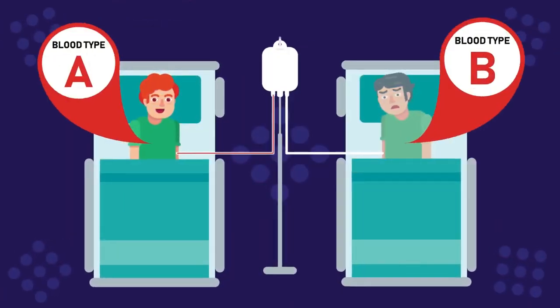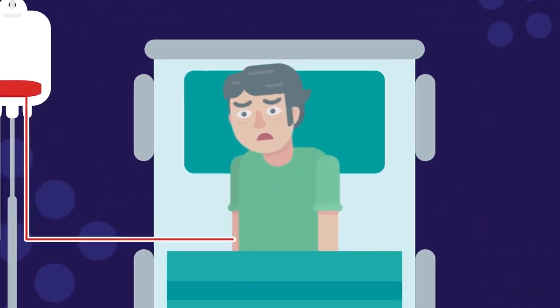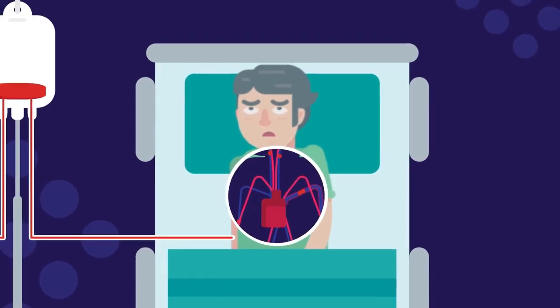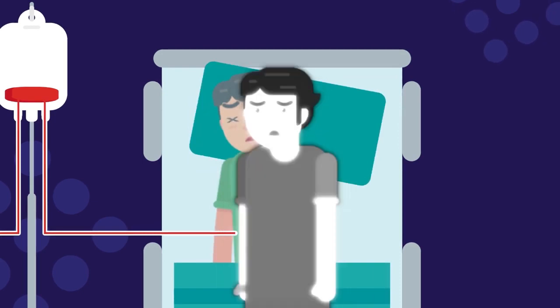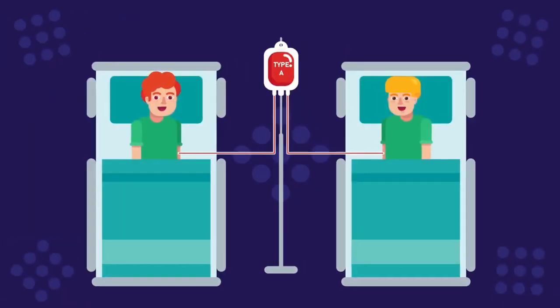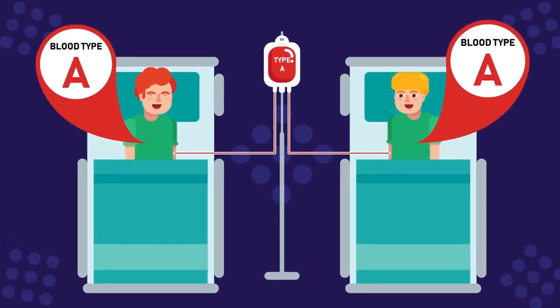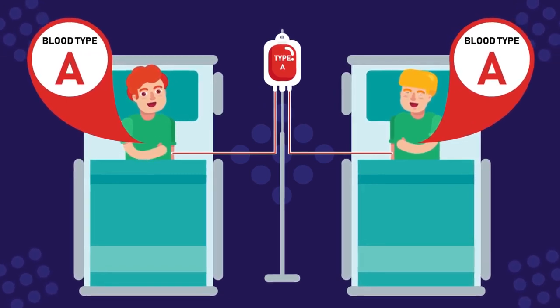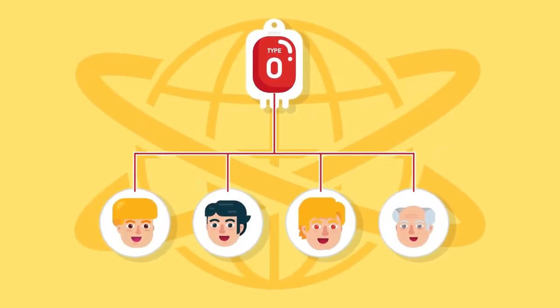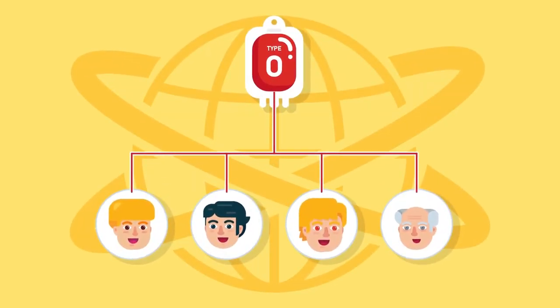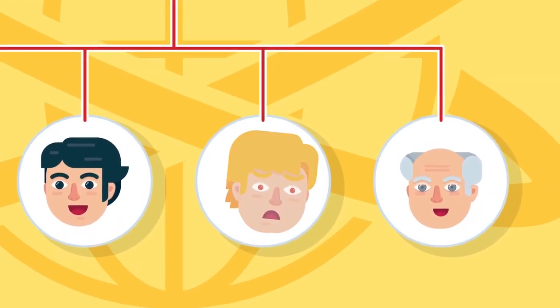If the blood types are not compatible, red blood cells will clump together, making clots that can block blood vessels, causing a potentially fatal situation. Therefore, it is important that blood types can be matched before blood transfusions take place. In an emergency, type O blood can be given because it is most likely to be accepted by all blood types. However, there is still a risk involved.